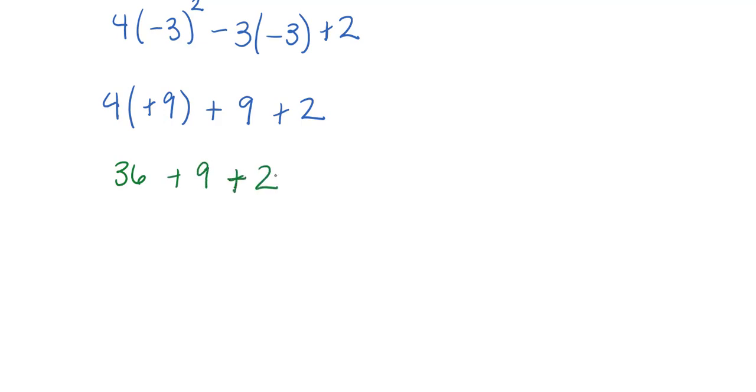So we're just simplifying, right? We're dealing with our order of operations still, as we go left to right too. So we dealt with the exponent, then we did multiplication, and now we just have our addition. So 36 plus 9 is 45, plus 2 is 47. So that would be our solution.